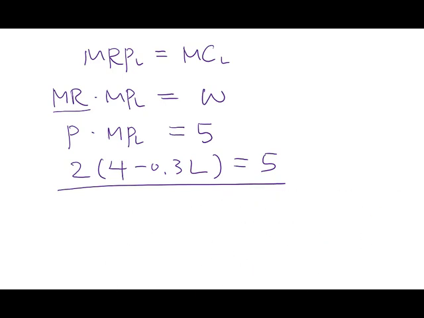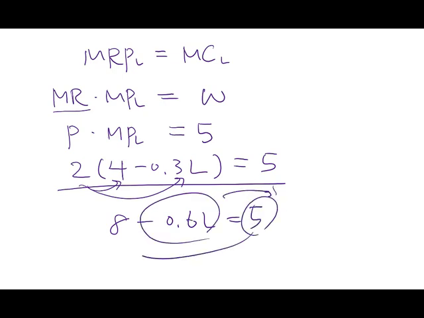So if I continue, maybe I can distribute this 2 to each term. That gave me 8 minus 0.6 L equal 5. And maybe move this one to the right, move this one to the left. Then I have 3 equal 0.6 L. So L equal 5. So 5 units, that's the profit maximizing or optimal input decision.